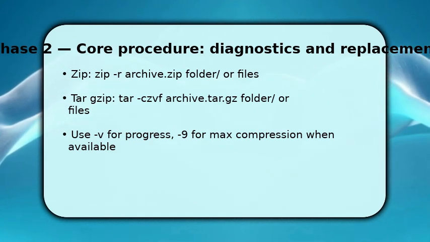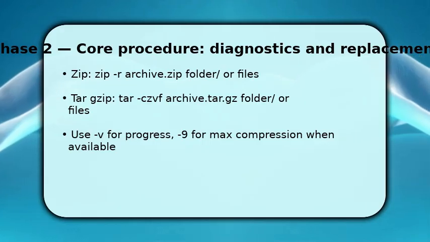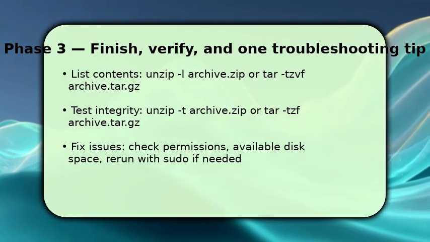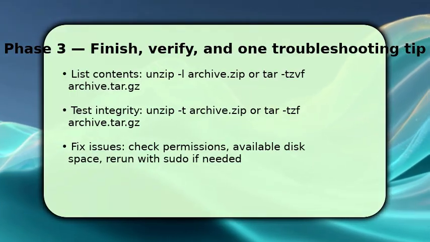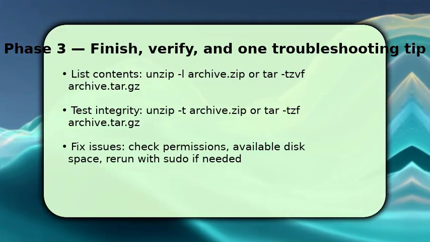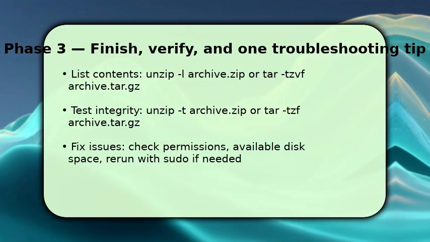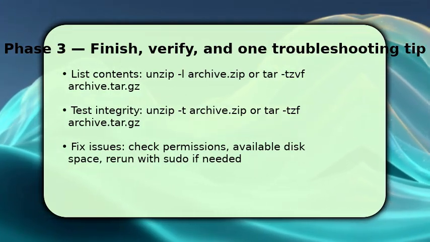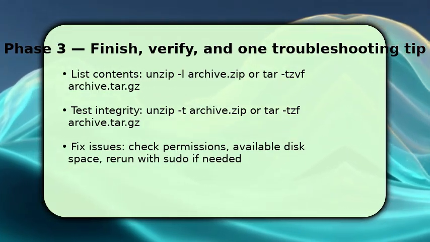After compression, verify contents and integrity immediately. Run unzip -l or tar -tzvf to list files, and unzip -t or tar -tzf to test the archive. This confirms nothing is corrupted. If extraction fails, check disk space with df -h and file permissions with ls -l, because insufficient space or denied reads cause silent problems.